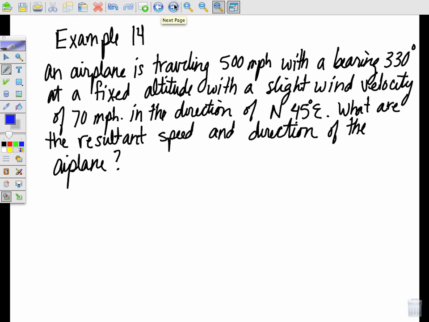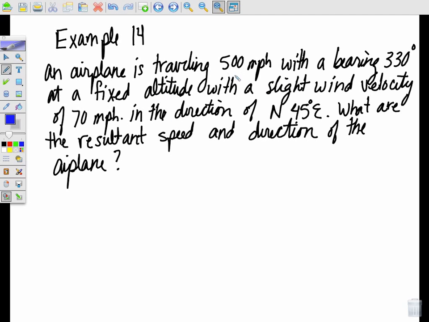All right, we've got one example left here for this video, and it's example 14, and it's telling us that an airplane is traveling at 500 miles per hour with a bearing of 330 at a fixed altitude, with a slight wind velocity of 70 miles per hour in the direction of northeast 45 degrees. What are the resultant speed and direction of the airplane?